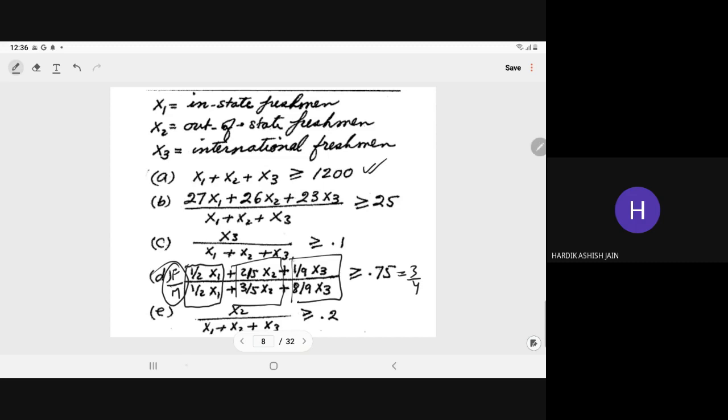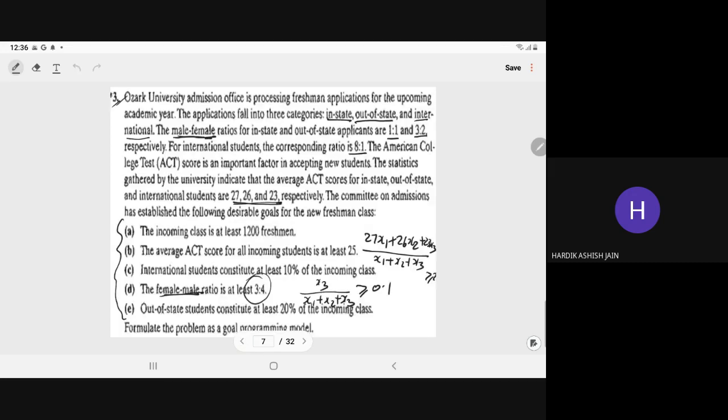Then the fifth one: out-of-state students constitute at least 20%. So 20% means x2 out of the total x1 plus x2 plus x3 is greater than or equal to 20%. That is the point.